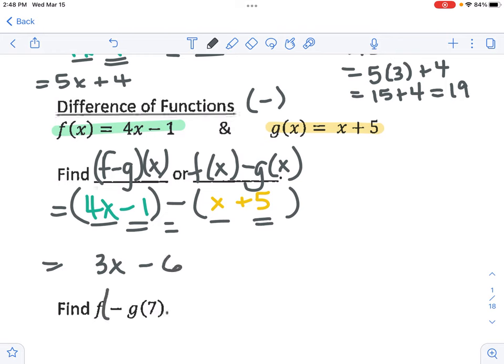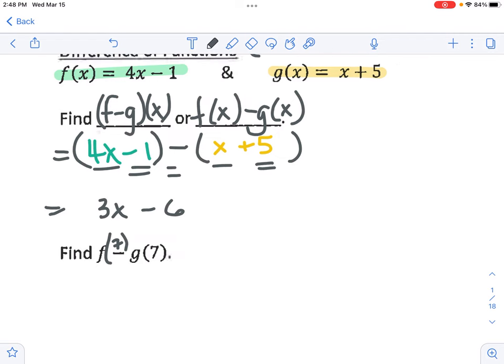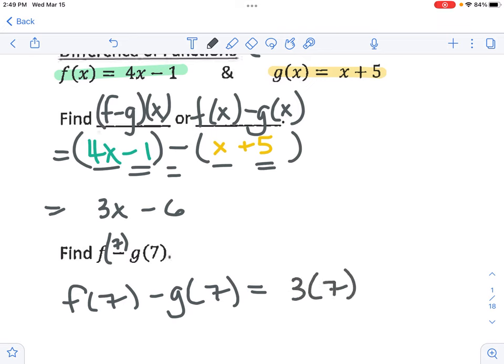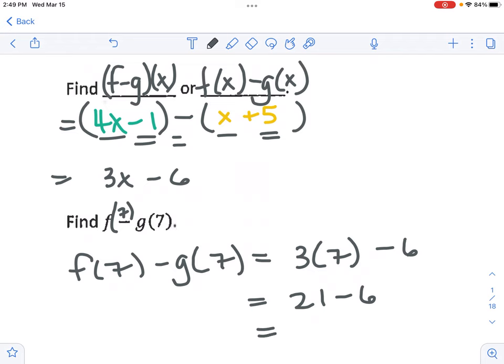If I wanted to find f of 7 minus g of 7, I could plug into those individual functions, or I can plug into that combination. So I can type into my calculator, or figure out in my brain, 3 times 7 minus 6, or 21 minus 6, which gives me 15.